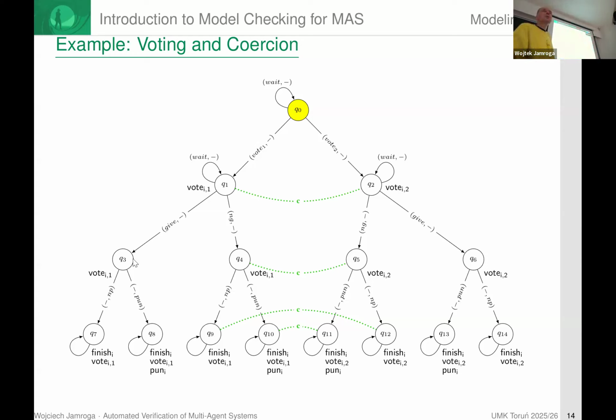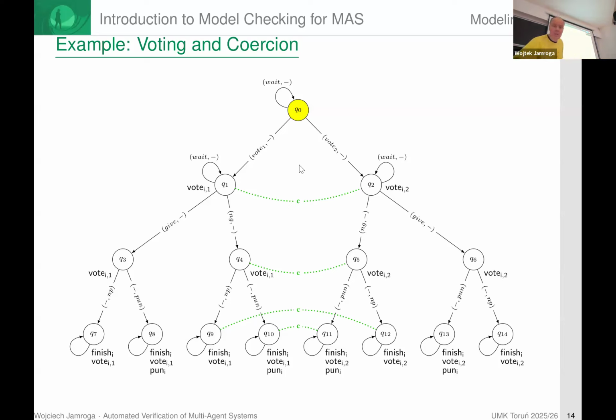In this case, the coercer knows precisely which state of the system we are in, while in this case, the coercer is still uncertain, in particular, uncertain about the value of the voter's vote. And then the last stage is the coercer can decide to either punish or not punish the voter, and the game ends.